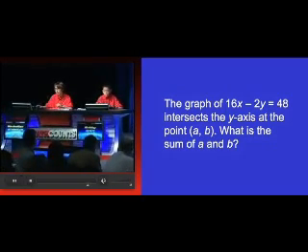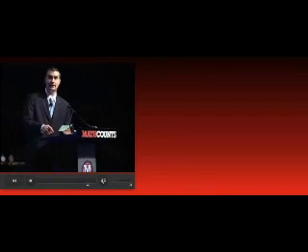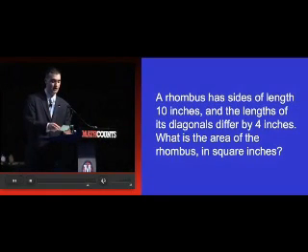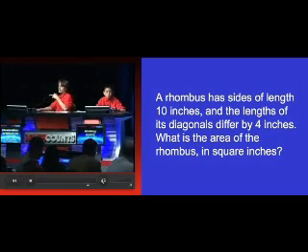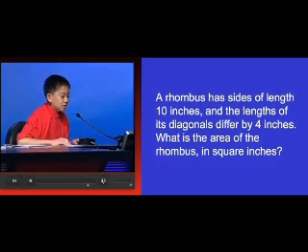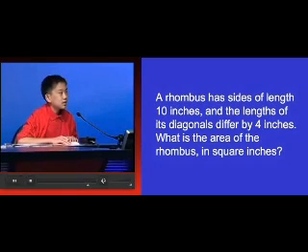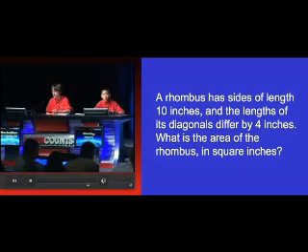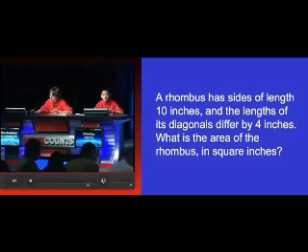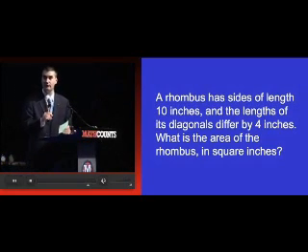Max jumps out to the 1-0 lead over Bobby as we move into the second question of the matchup, and the question is, a rhombus has sides of length 10 inches. Bobby. 96. 96 is the correct answer. Which means we have a tie score, 1-1.